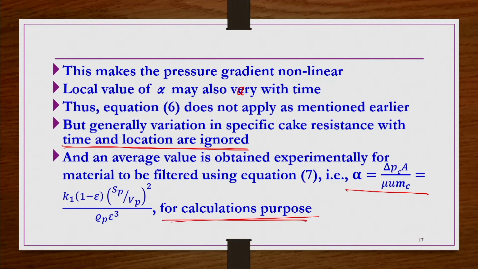In order to know the variations with respect to the pressure, you do experiments for different pressure drops, calculate alpha, and then you can have a relation between alpha as a function of pressure drop. That will give the compressibility information of these compressible cakes, though we ignored the influence of duration of filtration and location.